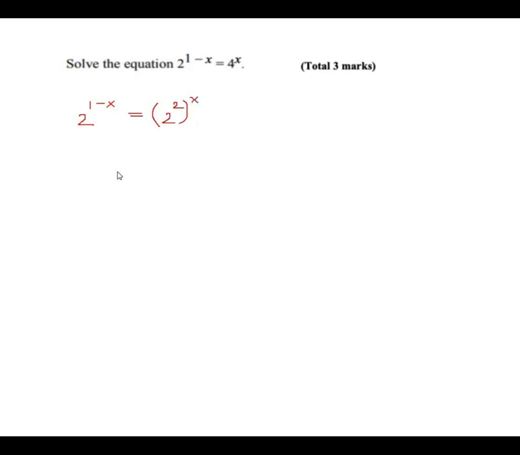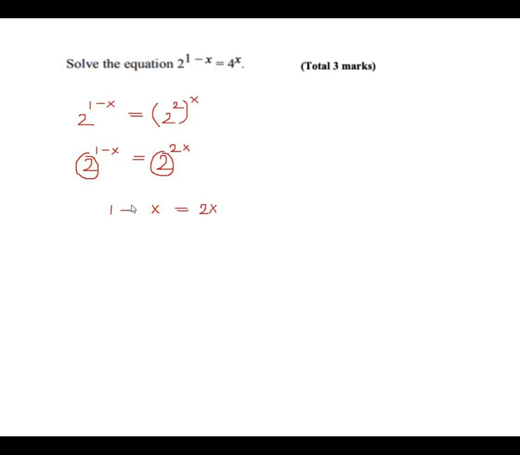Here it is. Now it simplifies as 2 to the power of 1 minus x equals 2 to the power of 2x. These two powers will multiply, so 2x. Now if the bases are same, here is 2, here is 2, we can directly equate the powers. So we can write the powers as 1 minus x is equal to 2x.